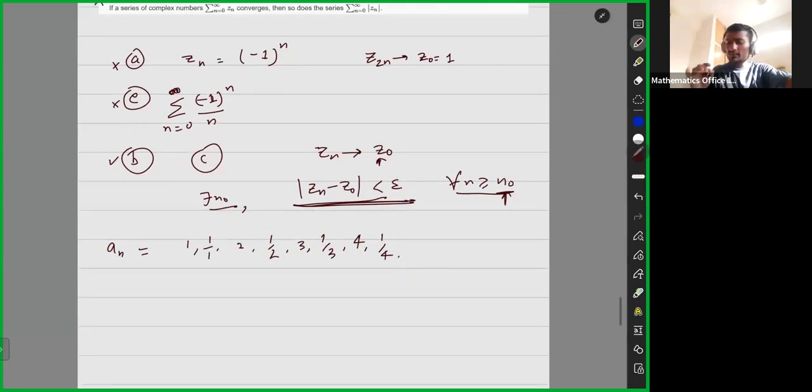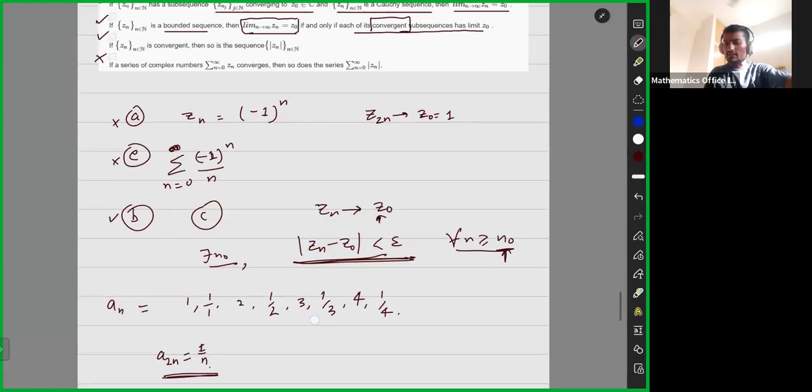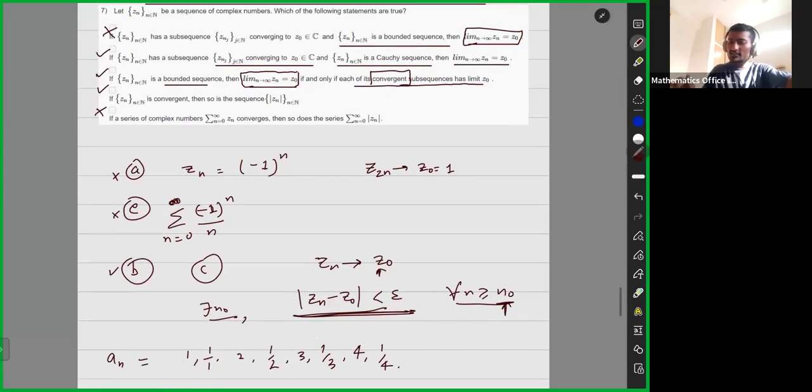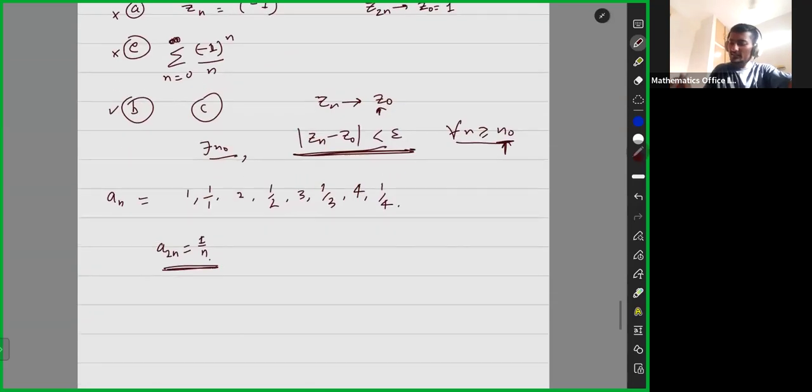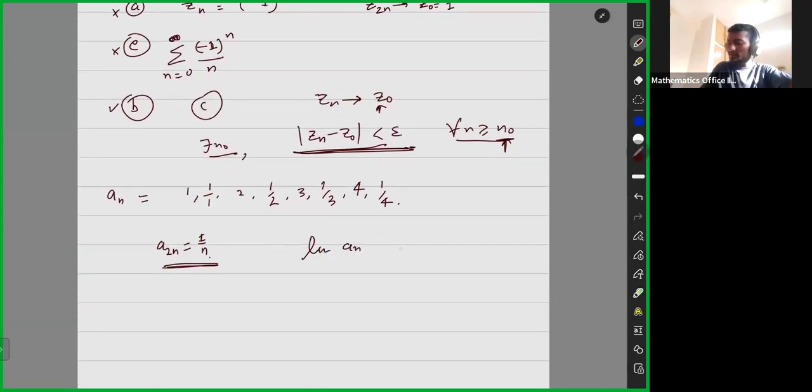Convergent subsequences, only convergent subsequences, are subsequences of 1 by n, which is lying inside here. Okay. They are of this form. They are subsequences of 1 by n. This is some A to n. And all those subsequences which are converging become subsequences of this. But the limit of zn exists and it is equal to z naught. This is unclear. The limit of an does not exist, just because the sequence is unbounded.